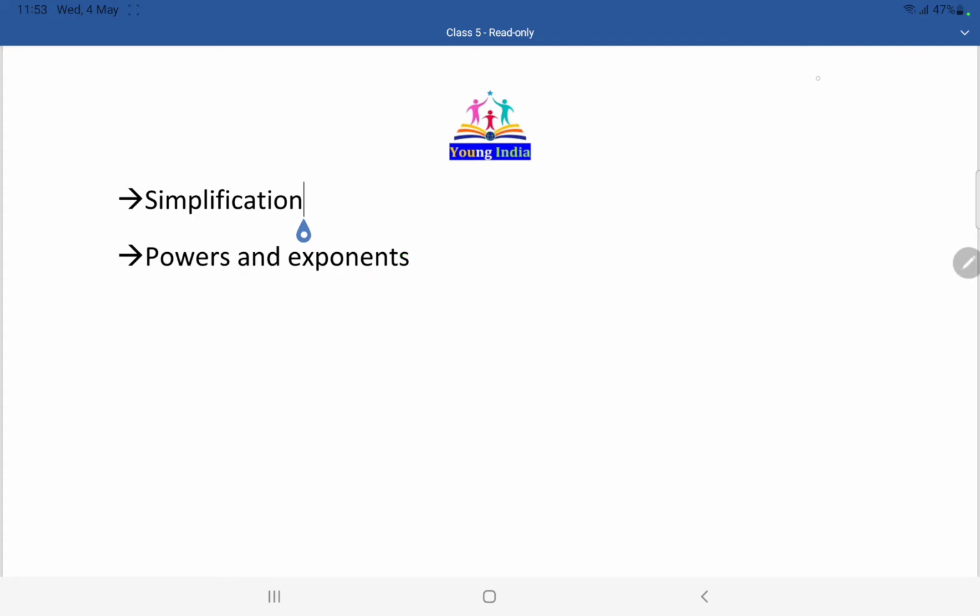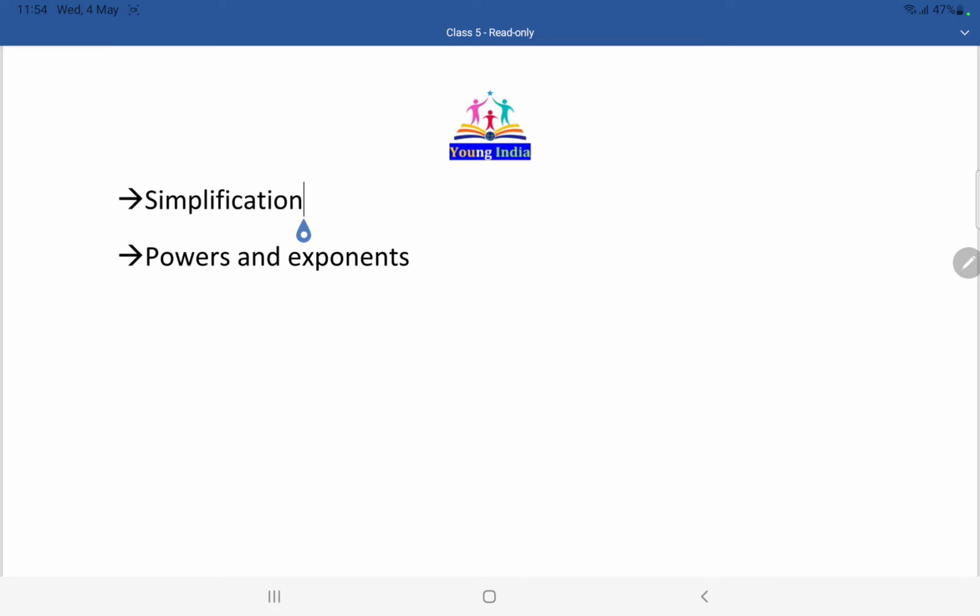First, let us start with a topic called simplification. First of all, simplification means simplifying the question to get a single answer. They will give a very long question, and you should make that into a single answer. That is known as simplification, as you all already know.